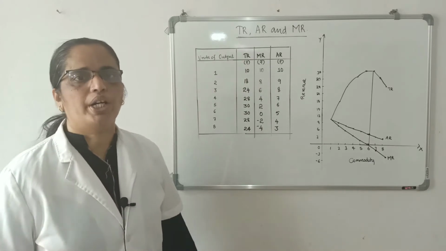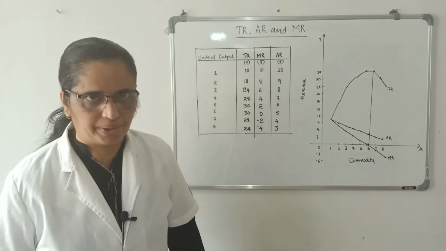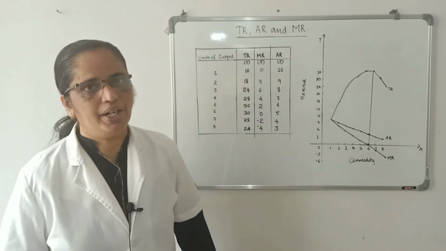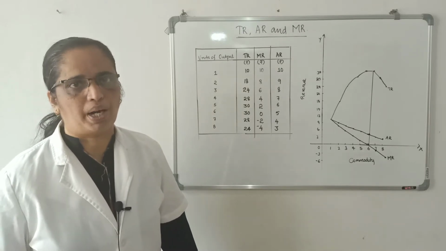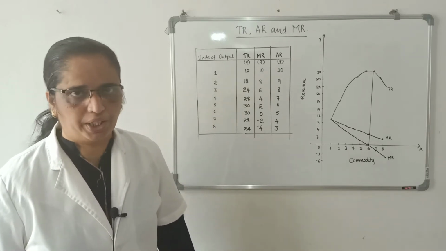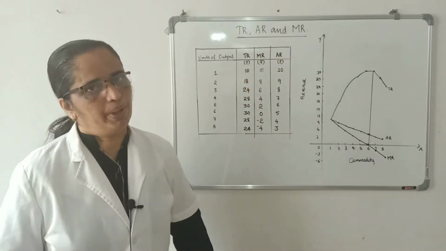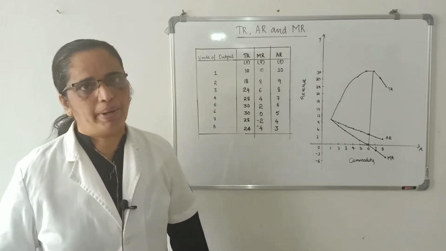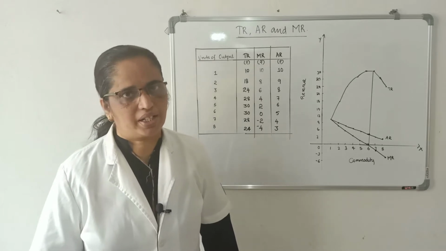How can you calculate total revenue? Price into output sold. Average revenue is total revenue divided by total output sold. Average revenue is equal to price per unit of output sold. And as you know, marginal revenue means the additional revenues, that is, addition made to total revenue as a result of the sale of an extra unit.